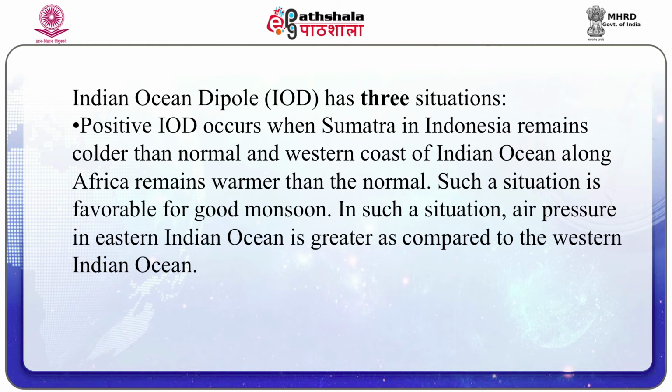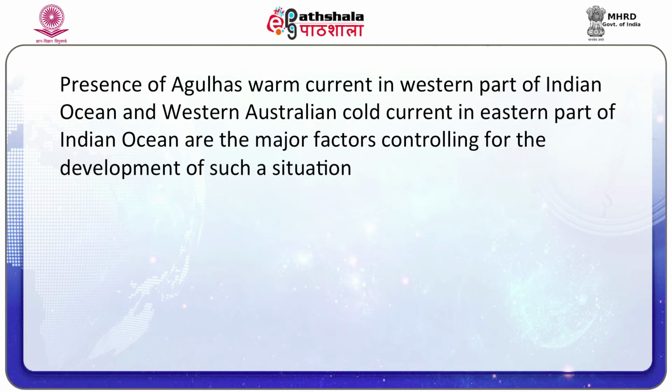Indian Ocean Dipole has three situations. Positive IOD occurs when summer Sumatra in Indonesia remains colder than normal and the western coast of the Indian Ocean along Africa remains warmer than normal. Such a situation is favorable for a good monsoon. In such a situation, air pressure in the eastern Indian Ocean is greater as compared to the western Indian Ocean. Presence of the Agulhas warm current in the western part of the Indian Ocean and the western Australian cold current in the eastern part of the Indian Ocean are major factors controlling the development of such a situation.